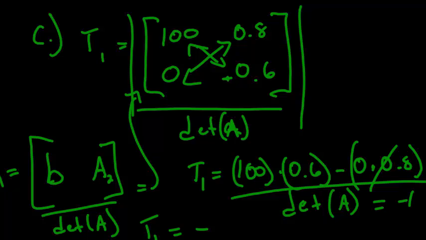Yeah, because this is negative. This is a negative 0.6, right, from right there. So this becomes negative 60 divided by -1, which is going to give us a positive 60 for T1. So we found our first variable, T1, is equal to 60 using Cramer's rule.